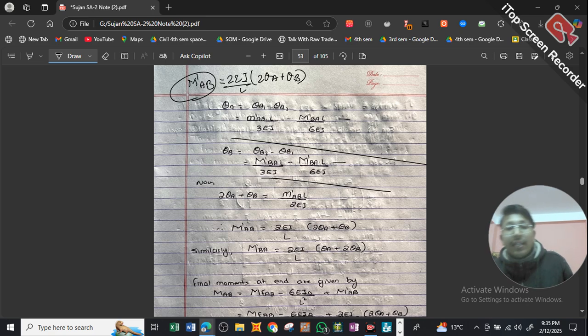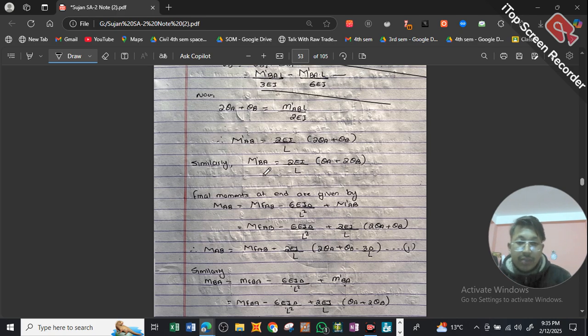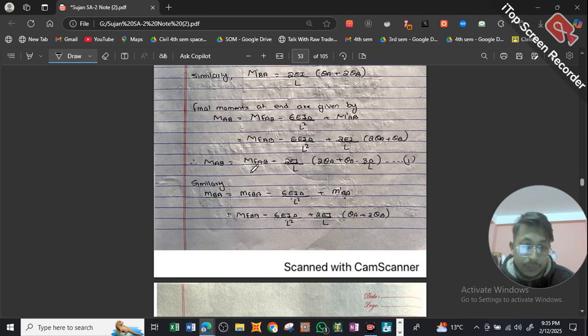As I explained before, we'll be writing our end moments in terms of rotations and deflections. Firstly, for our moment MAB, we have successfully written this formula in terms of rotation. Similarly, MBA will be equal to 2EI divided by L into theta A plus 2 theta B.